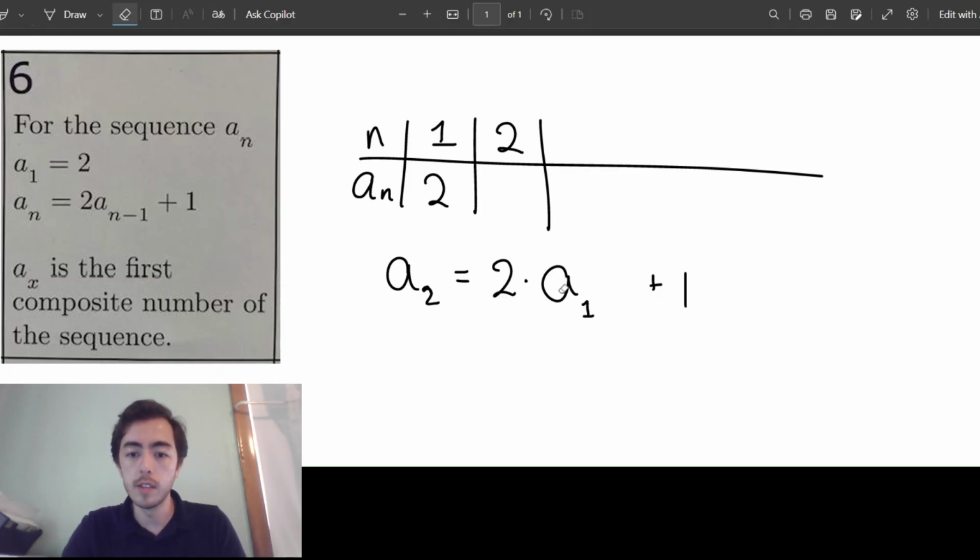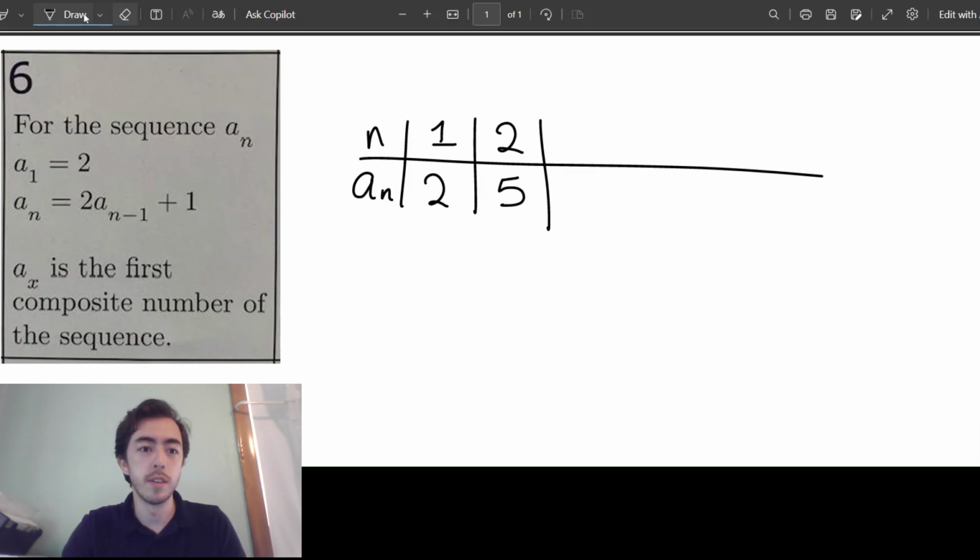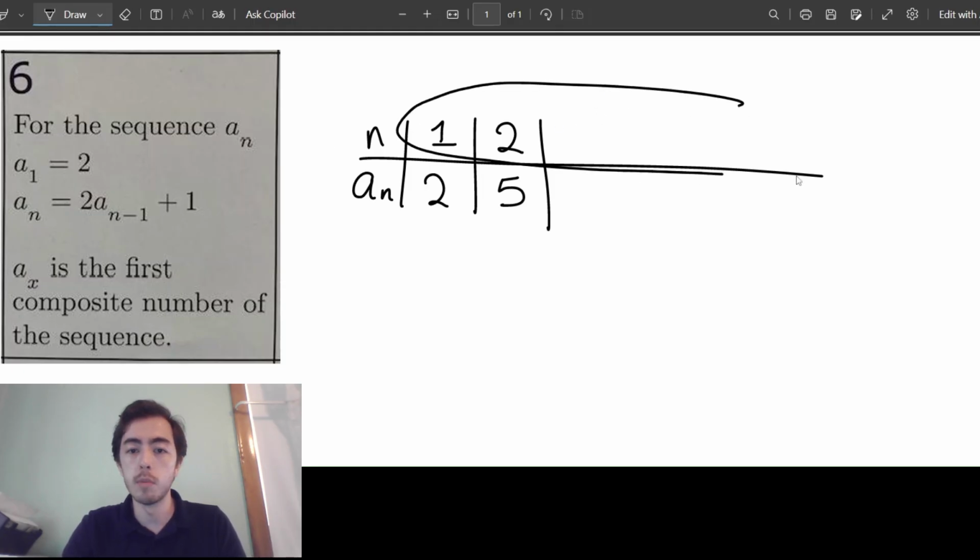Well, a sub 1 is equal to 2, and so now I have 2 times 2 plus 1, and that is going to be 5. So n is 2, a sub n is 5. And then I guess we need to figure out what we're doing with this sequence. A sub x is the first composite number of the sequence. So it looks like this is going to be where I'm finding my answer today, because this n is the subscript. X is always what we're solving for in this calendar, so x should be 6 today.